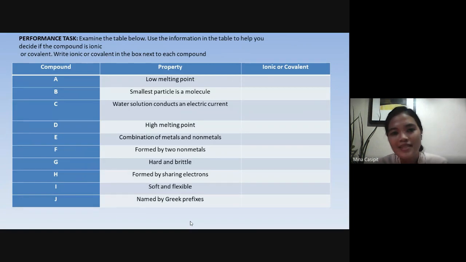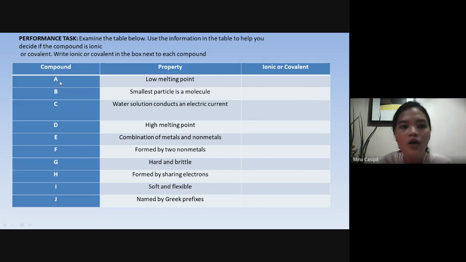Okay, performance task. Ito yung gagawin natin for 5 minutes lang kasi we are running out of time, or 10 minutes na lang daw kasi 9:56 pa lang. So, we have here: examine the table below. Use the information in the table to help you decide if the compound is ionic or covalent based from their properties, class. Write ionic or covalent in the box next to each compound. So dito nyo ilalagay whether they are ionic or covalent compound based from the properties given.